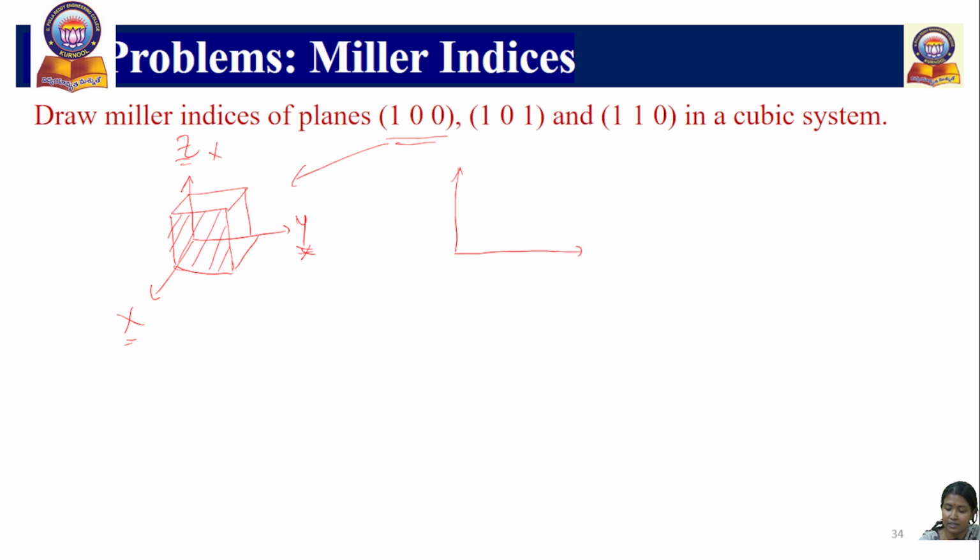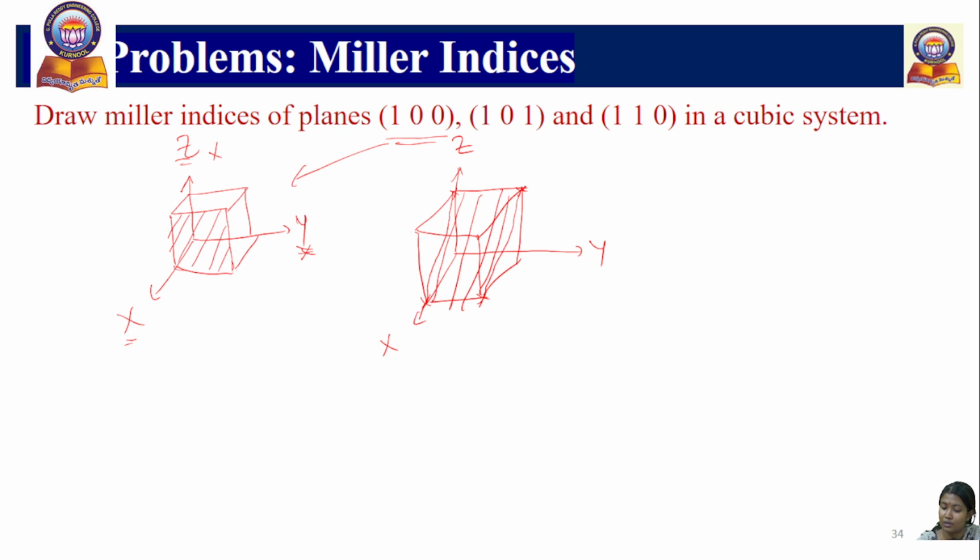Next, this one is 101. The second one is 0, and the second index means y. So it will not cut y; it will cut only x and z. The first and third are non-zero. Where is our x? This is our x. Where is our z? This is our z. So I have to come from this point to this point to this. Now you see this one is not cutting the y-axis, it is parallel to y.